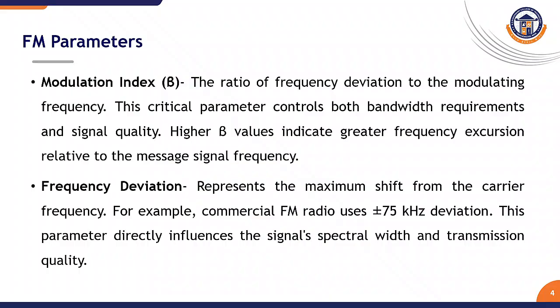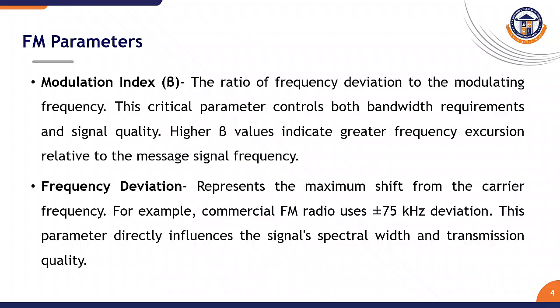There are two important parameters that define the characteristics of an FM signal. The first parameter is the modulation index, and the second one is frequency deviation. So the modulation index is defined as the ratio of frequency deviation to the modulating frequency. The modulation index determines how much the carrier frequency varies with respect to the message signal, and it directly affects the bandwidth of the FM signal.